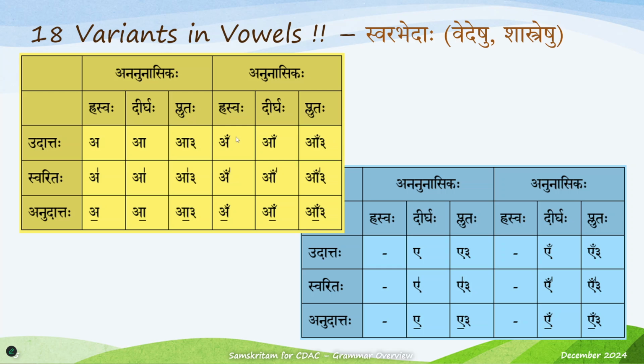Okay, and that variant switches also into udatta, swarita, anudatta, producing 18 variants. Okay, and for those basic swaras which have the hrasva dirgha variants, you get all 18.